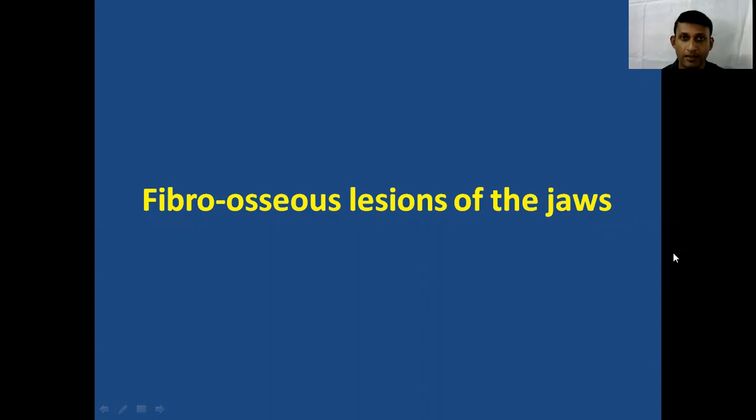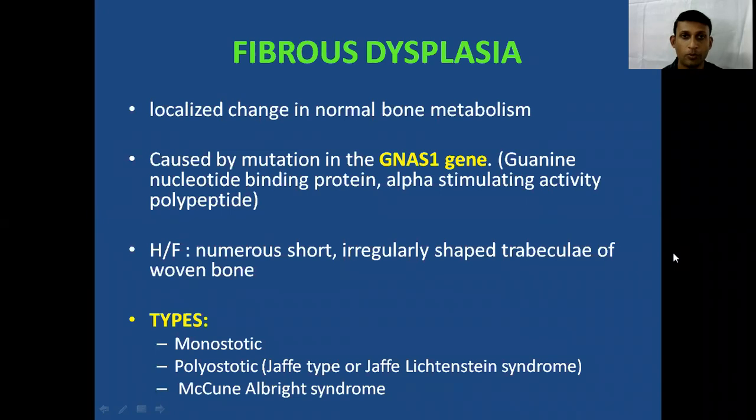That means the lesion which is displacing the normal bone into a fibrous content. So normal bone will be replaced, and instead of that, the patient will be having a fibrous type of tissue or immature bone. So that is called fibrous lesions of the jaw. In that, the most important one is fibrous dysplasia.